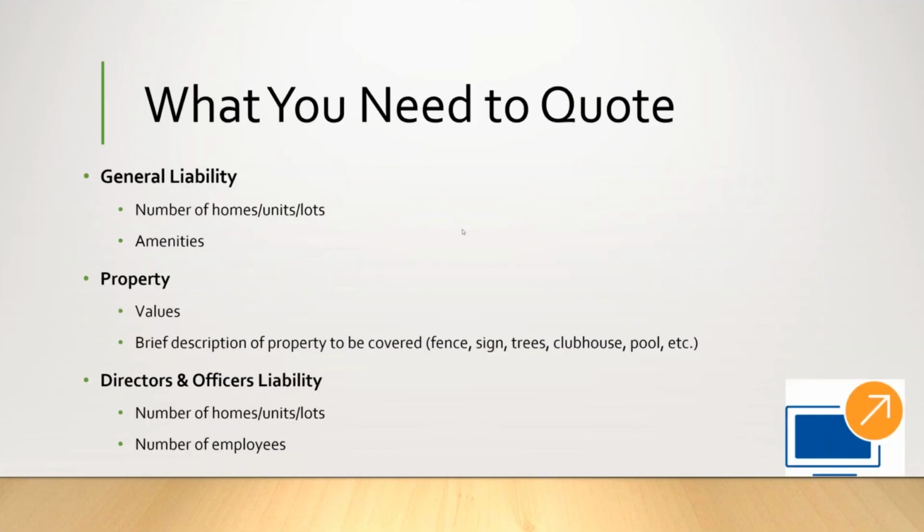All right. Okay, so I jumped ahead of myself a little bit, but what you need to quote, either quoting online or talking on the phone, you just need to know the number of homes. If the association has any amenities, a pool, clubhouse, sports courts, we just need to know a description. Property, we need to know the values of those amenities, and if there is any additional fences, signs, covers that they're looking for, we just need to know a brief description. And for the D&O, we just need to know the number of homes, lots, units, and the number of employees or directors and officers.